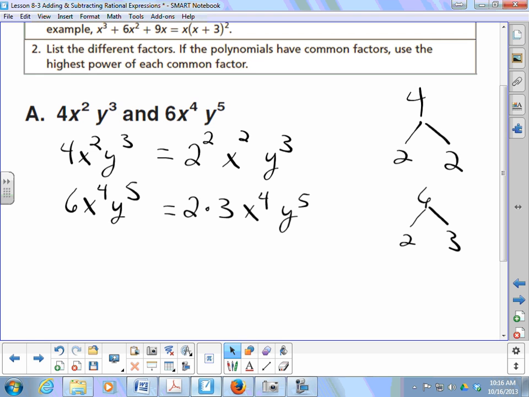Now it says list the different factors. So how many different factors do I have there? Nolan, how many different factors are there?